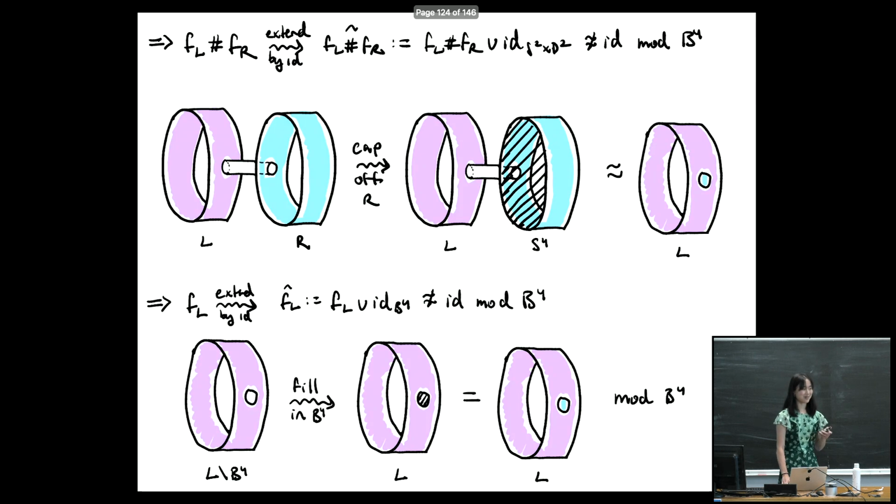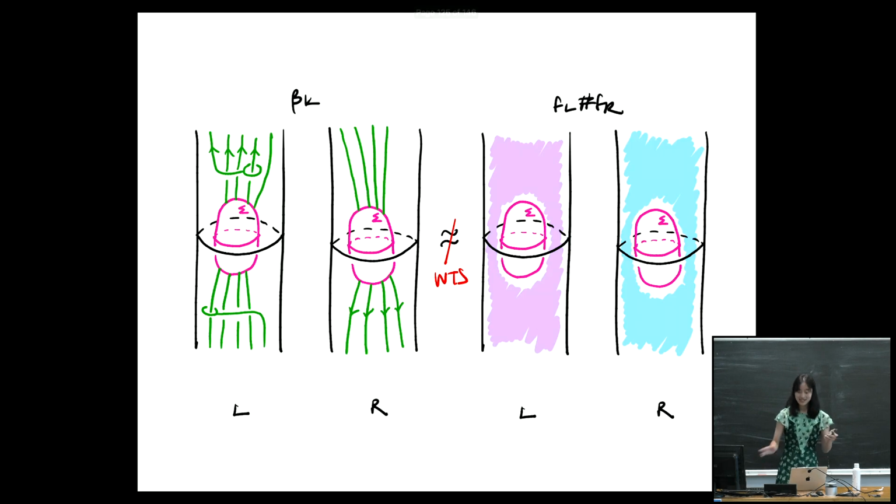Were there questions, or was that fast? Okay, cool. Great. So now we're in a good place to get a contradiction.